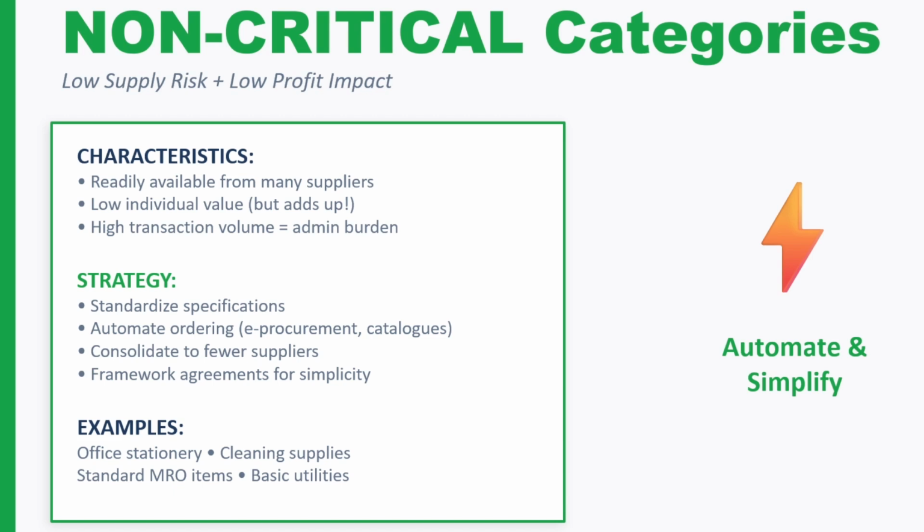So there is no complexity, no complex rules and regulations because these are very low supply risk and low profit items. The examples could be office stationery, cleaning supplies, standard MRO items, and basic utilities. So in this kind of category, you need to automate and simplify your procurement process so that you can put your energy more into the items which are actually critical.